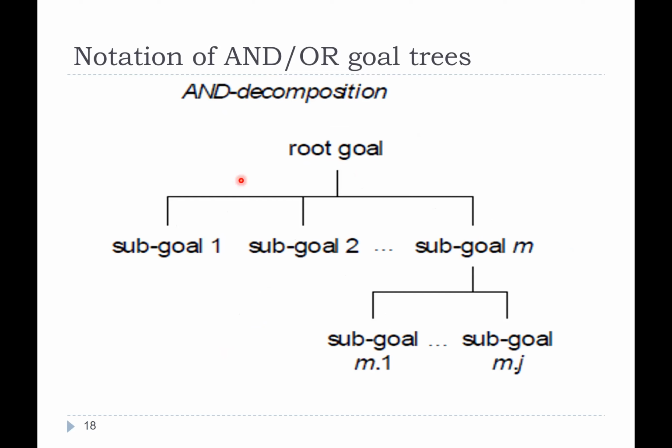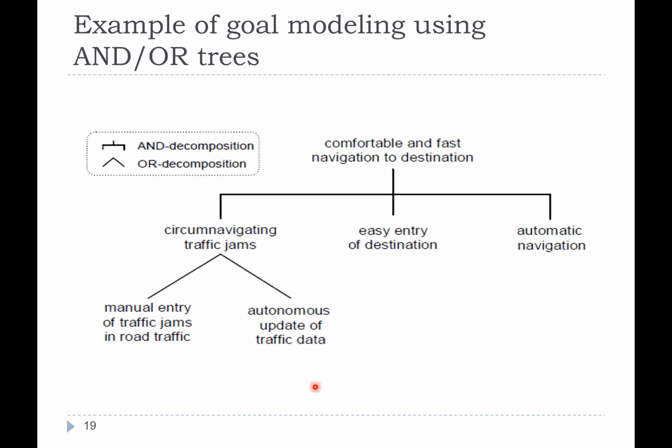The AND decomposition, you see a hard angle, 90 degree. Okay, so I have to do goal 1, 2, and M in order to satisfy the root. And in order to satisfy the M, I have to satisfy M1 and MJ in order to satisfy M and everything in between.